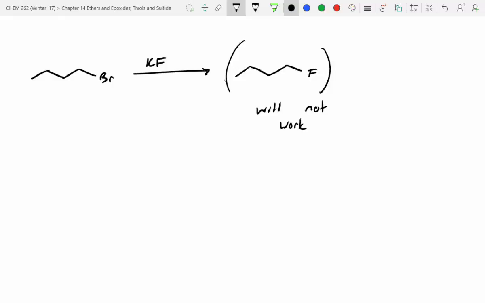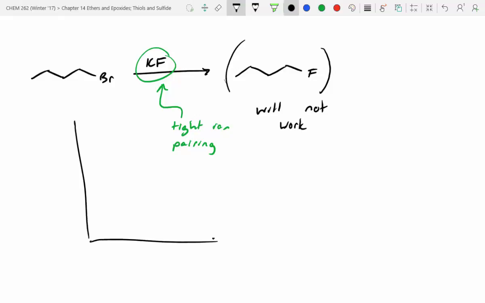Well, one of the main reasons is that potassium fluoride has tight ion pairing. Because that fluorine is so electronegative, it desperately wants to stay close to that potassium, which makes it a pretty crummy nucleophile. That's why in first term I told you guys you really never see fluorine act as a nucleophile. However, a cool trick is that if you take potassium fluoride, you could use a crown ether solvent.